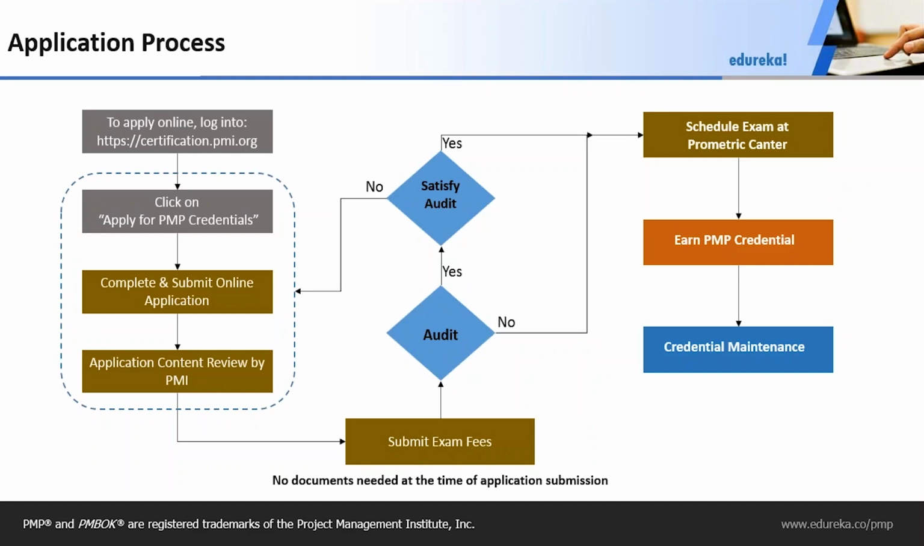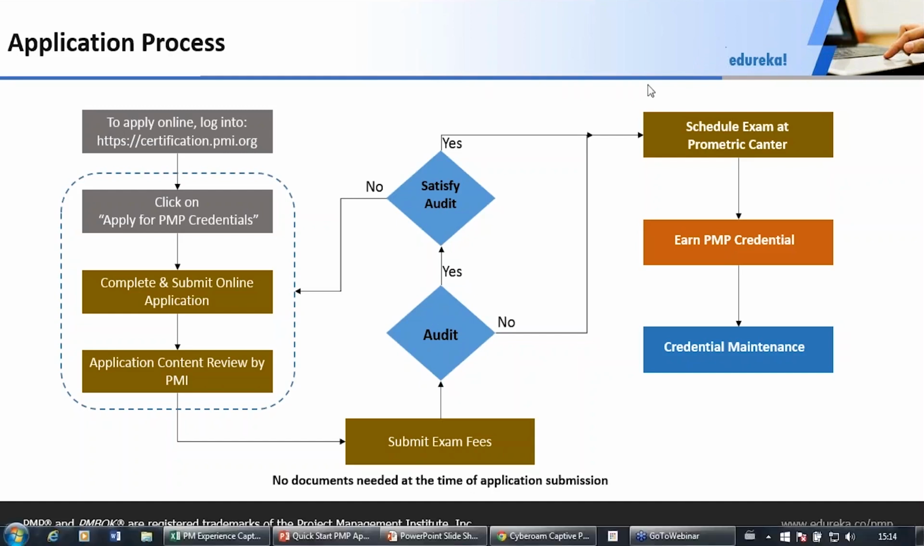And the moment you submit the fee, PMI is going to pick up 20% of the applications on a random basis for audit. No one has any clear information on what criteria they use. It is purely random. The moment you make the payment, you will know immediately if your application is picked up for audit or not. If it is, you will receive a notification from PMI.